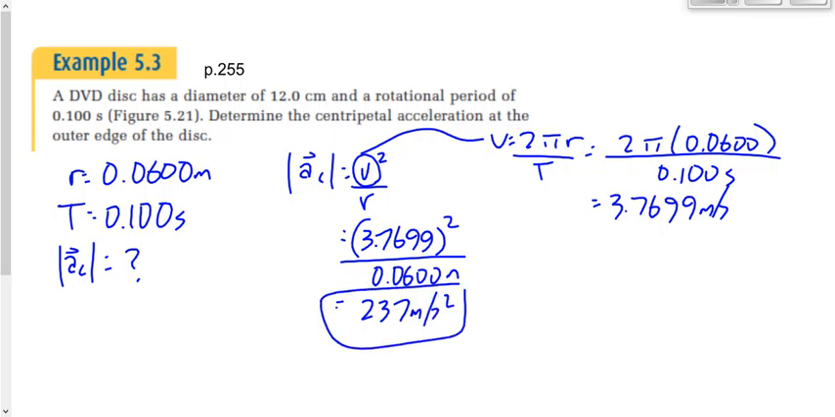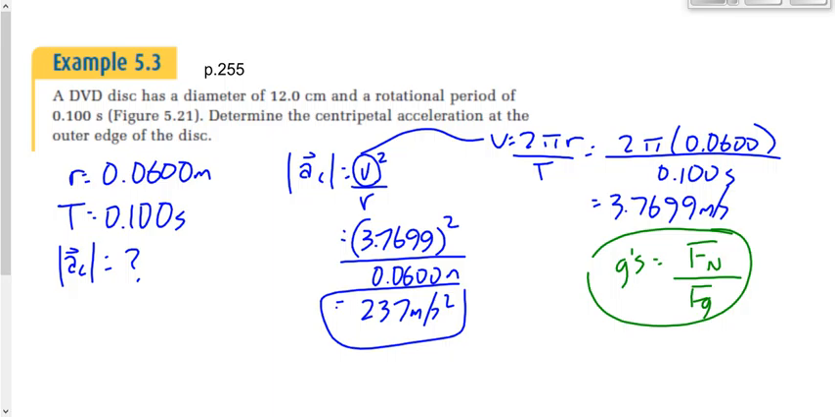On your West Edmonton Mall assignment that you got this morning, based on our field trip yesterday, you have to find the number of G's, the G-force experienced. There are two ways to do that. One is to take the normal force, which is your apparent weight, divided by the force of gravity. That gives you the number of G's. The other way is to take the acceleration and divide it by 9.81. In this case, 237 divided by 9.81 gives me about 24 G's.